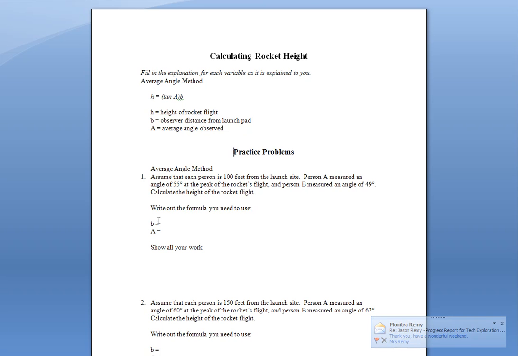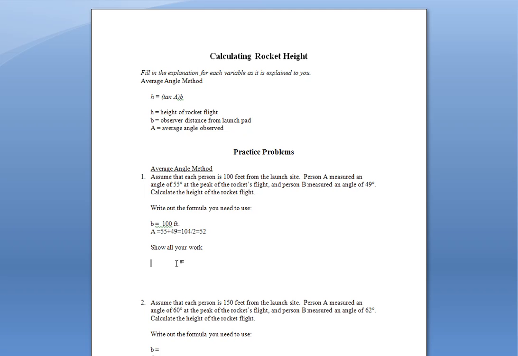you need to know what B is. B is 100 feet. That's how far the observers were from the launch pad. So you're going to enter 100 feet. A is the average angle observed. So we were given 55 degrees and 49 degrees. In order to get the average angle, you go 55 plus 49, which equals 104. Then you take 104 and divide that by 2, which equals 52. So 52 degrees is the average angle.